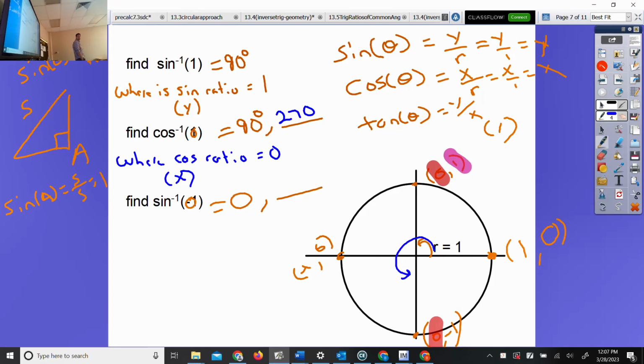Let's see here. I changed the third one to be the arc sine of 0. What's that asking? Look at the previous examples, kids. That's what that one's asking. This one's got to be about sine, isn't it? Where is sine, which is y, equal to 0? That doesn't have one answer. It has two.